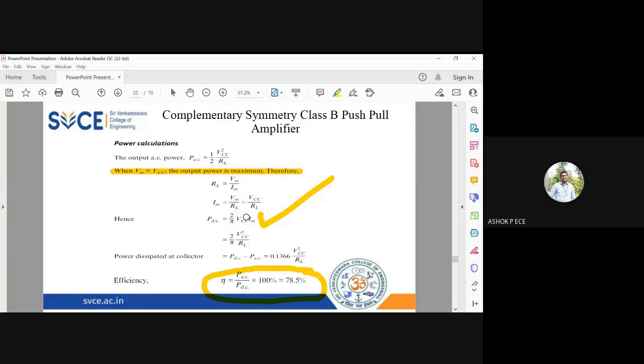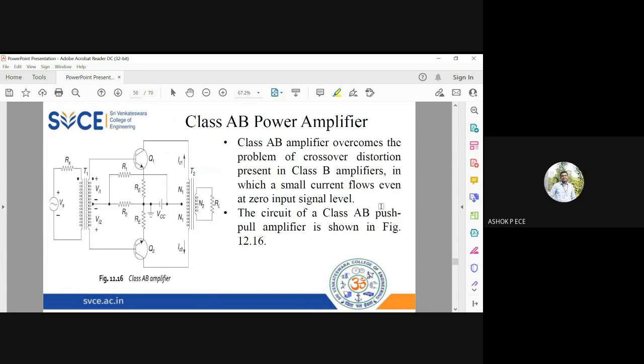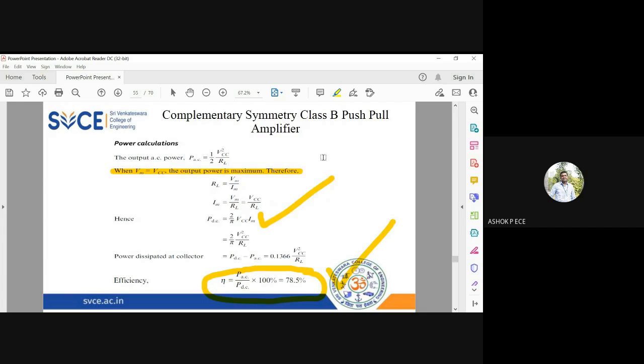Since I'm using two transistors, I'll have two collector currents, so 2 IM is coming, and VCC by pi is the average value. And IM, you know, is VCC by RL. So the DC power is 2 by pi VC square by RL. Divide both, efficiency equals PAC by PDC, and you get pi by 4. Substitute pi as 3.14, and you get the efficiency as 78.5%.